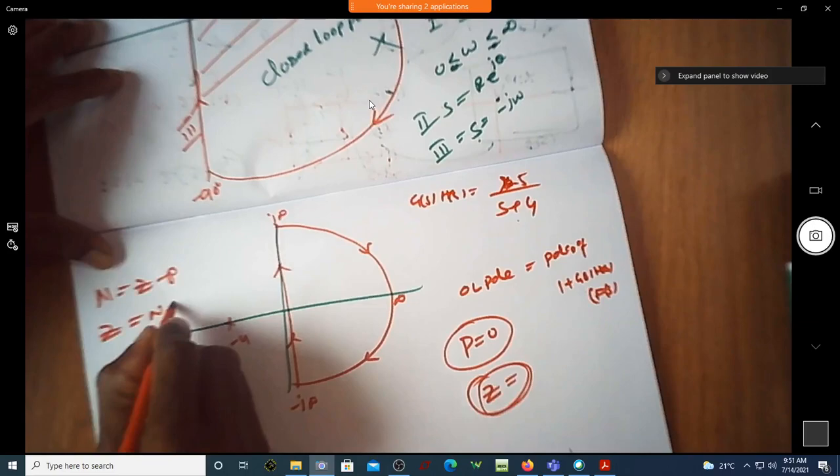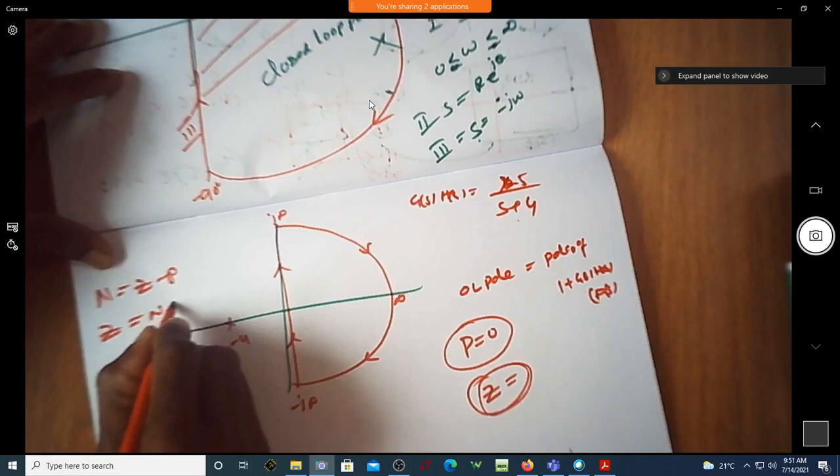Yes, sir. So now, what is this P? It's the number of poles enclosed by the Nyquist contour. Is P equal to 0 in this case? Yes, sir. Now, can I find the value of N?